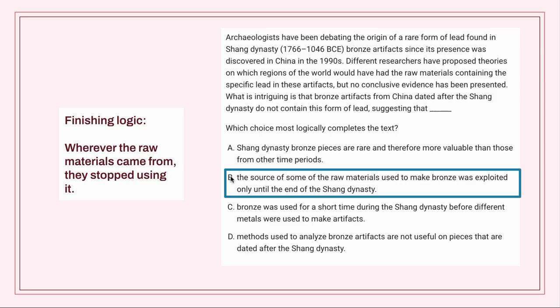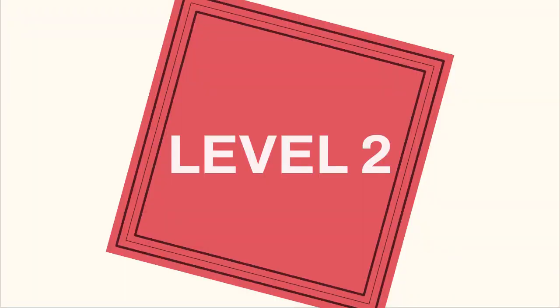So B, again, simple. It's a simple conclusion to make. Like, it doesn't have it in there, so they stopped using it. That's the only conclusion you can make. So that's why B is just going to be our closest answer.